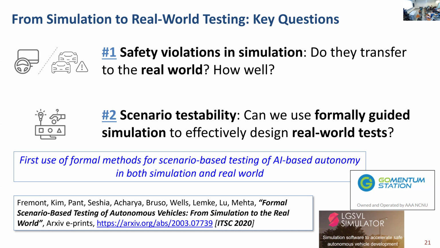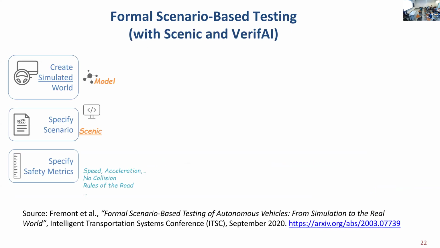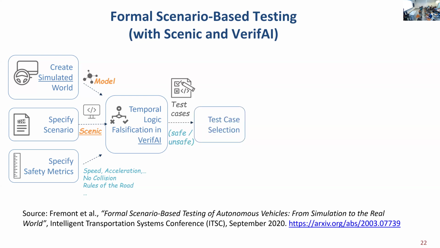And AAA operated and still operates this large testing facility in the Bay Area called the Momentum Station. And that's where we ran the tests. Okay, so the overall flow is we have to create a model of the test track, so a portion of the Momentum Station, in a simulator that's LGSVL. Then we have to specify the scenario in Scenic. We specify our safety properties, and then we run the falsifier just like the Boeing case study.